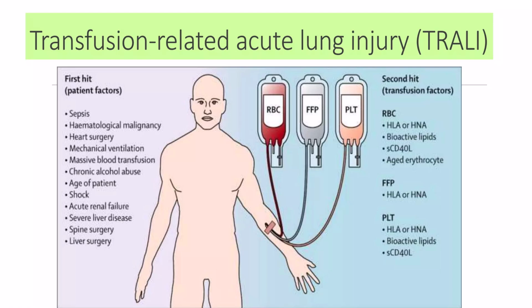Now the second hit is the transfusion factor, whether we are transfusing RBC, FFP, or platelets. These contain antibodies, HLA antibodies, HNA antibodies, some bioactive lipids, or aged erythrocytes, which will become the second hit. So let's see in detail.